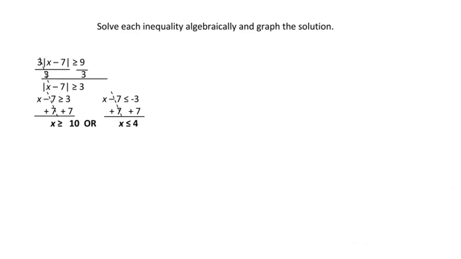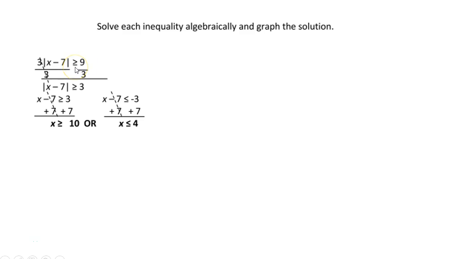How do we do it algebraically? Let's do this algebraically real quick and see what this looks like. So we have an inequality here, and all the work's already there. So I'll just try to go step by step through what this looks like. 3 times the absolute value of x minus 7 is greater than or equal to 9.